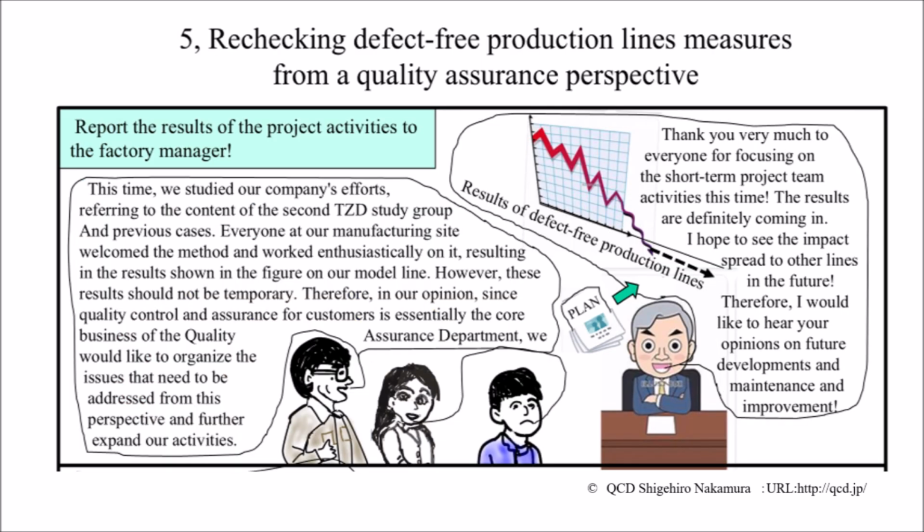The defect-free production lines introduced up to this point were applied at Company A, and the situation shown here shows everyone discussing how they achieved and maintained zero defects on the model line. Furthermore, Company A believes that this measure is essentially the responsibility of the Quality Assurance Department, and has decided to transfer the responsibility of spreading this to other production lines to the Quality Assurance Department.